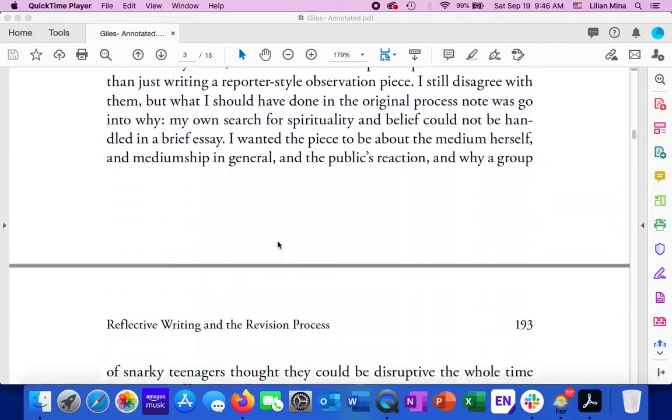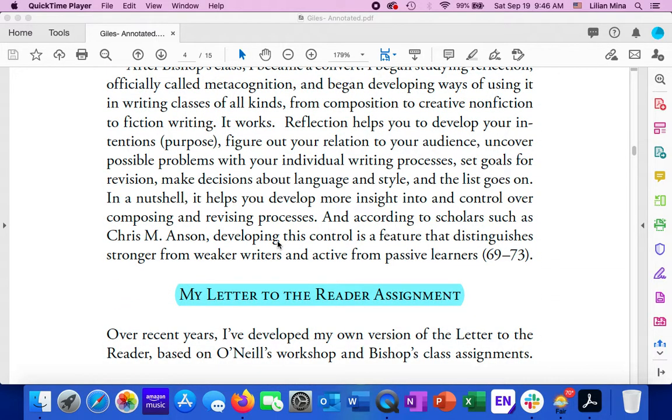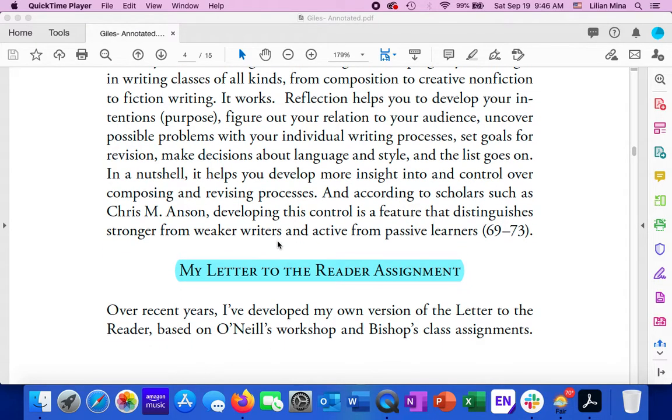I'll skip some parts of the article because I don't want to spend much time on everything. I'd like for you to focus on particular things. You can read the entire thing later on Blackboard. One particular example of reflective writing is what Sandra Giles calls the letter to the reader assignment. Simply, this is similar to the revision plan you composed in discussion 5, but a longer version of that.